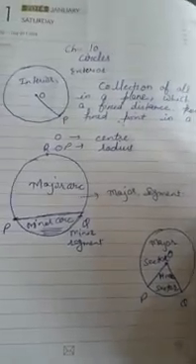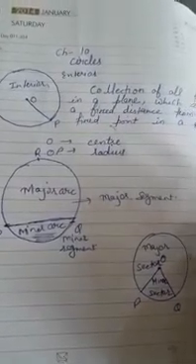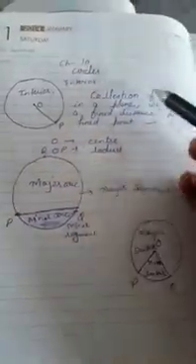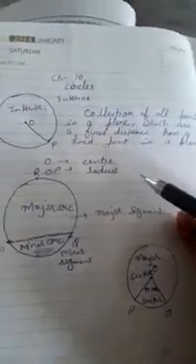Good evening, students. Today we are going to start our next chapter, that is circles. Chapter number 10, circle. This is our last chapter of the syllabus. So let us start. Firstly, what is a circle?